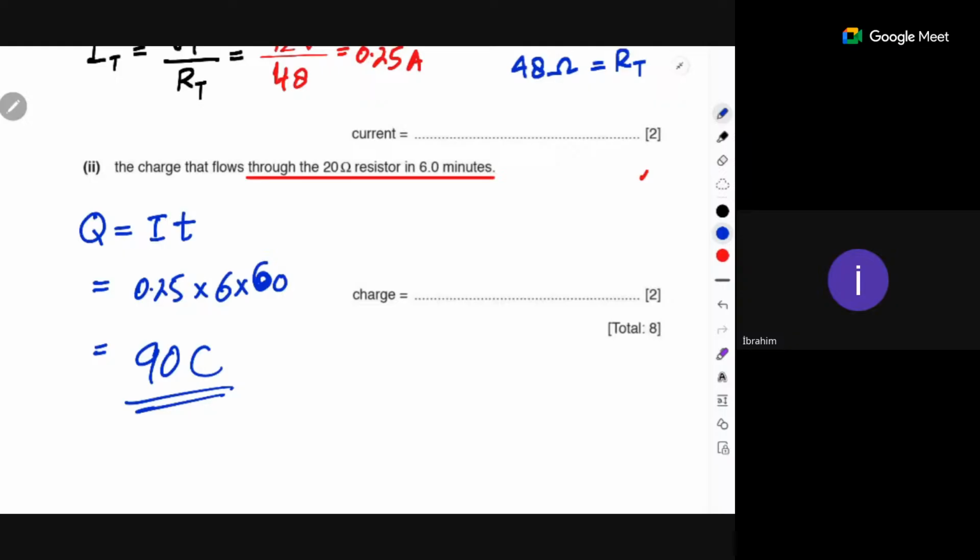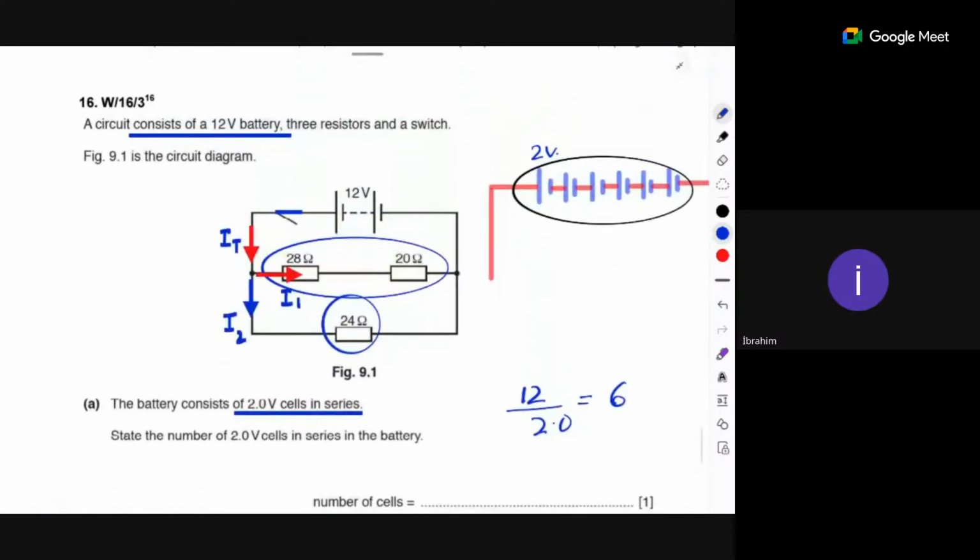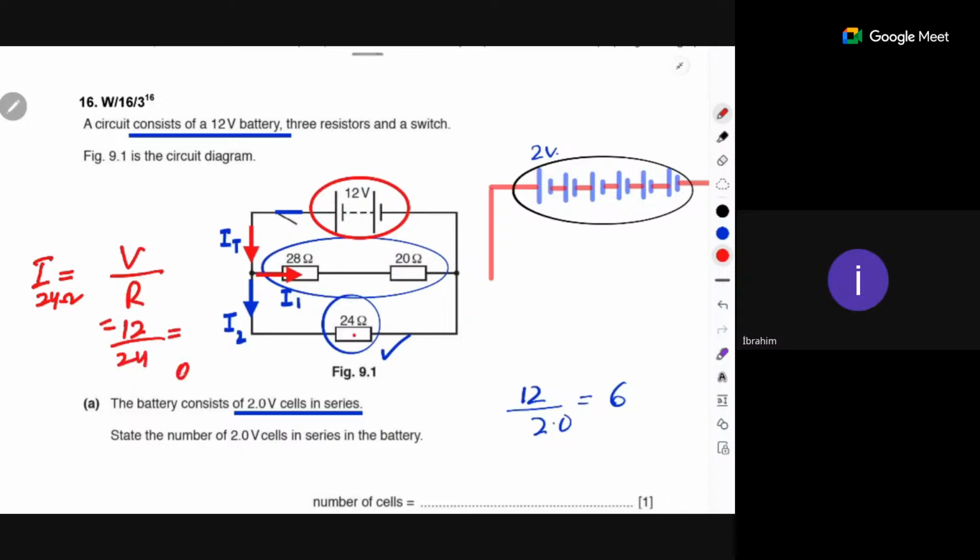Yes, sir. Okay, so now if I ask you a question, what will be the current in 24 ohm resistor? So how will it be calculated? I in 24 ohm resistor is V divided by R. So remember this thing, these 12 volts are across this 24 wala resistor. That is why it will be 12 divided by 24. So you got 0.5 ampere. Is it clear to everyone? So here the current flowing is 0.5 ampere.